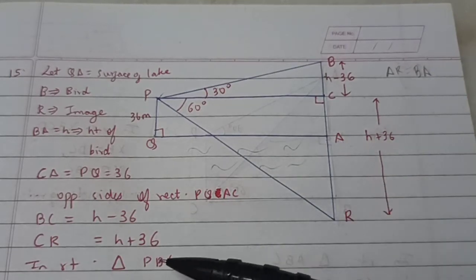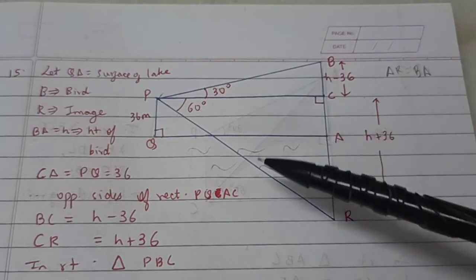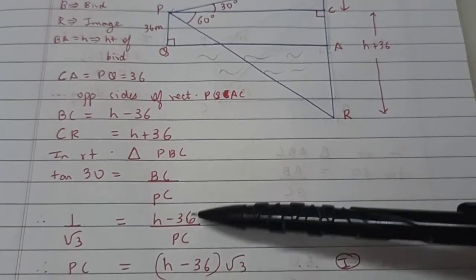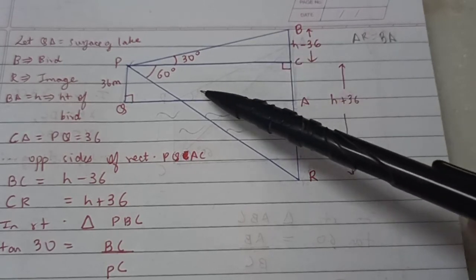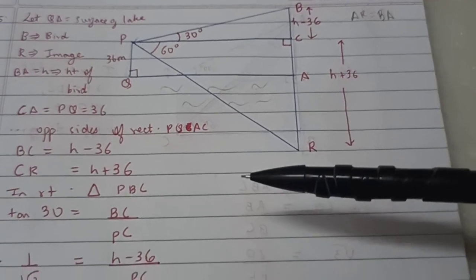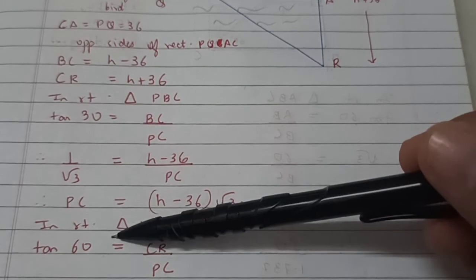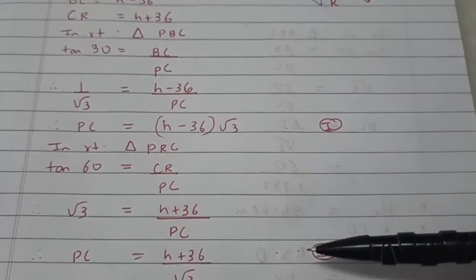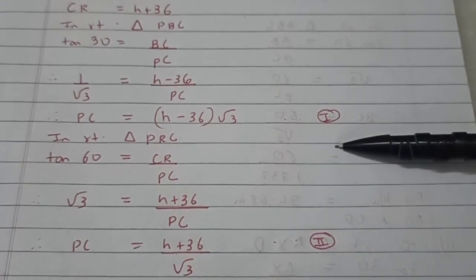Now in right triangle PBC, we'll use tan 30, which is BC upon PC. Substitute the values, cross multiply and get the value of PC. Notice that even in the big triangle, PC is the common side. So that's how we know what's the strategy to use. So in this right triangle PRC, use tan 60, substitute the values, cross multiply and get the value of PC. So we got two values of PC, which is the common side between the two triangles.